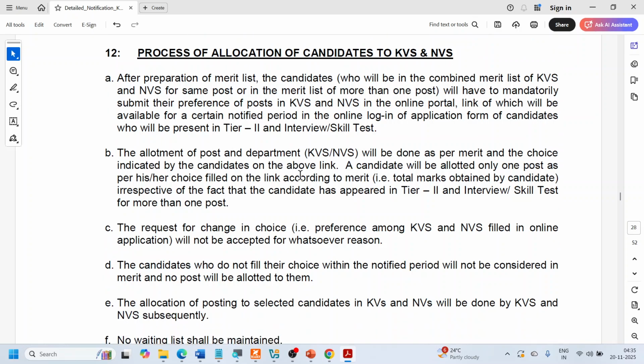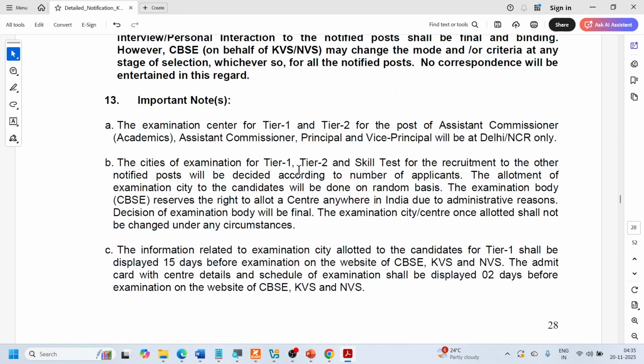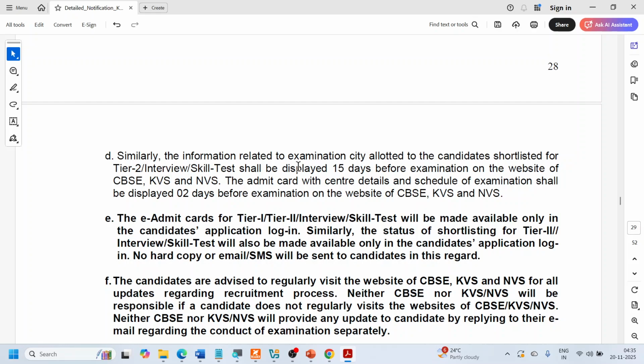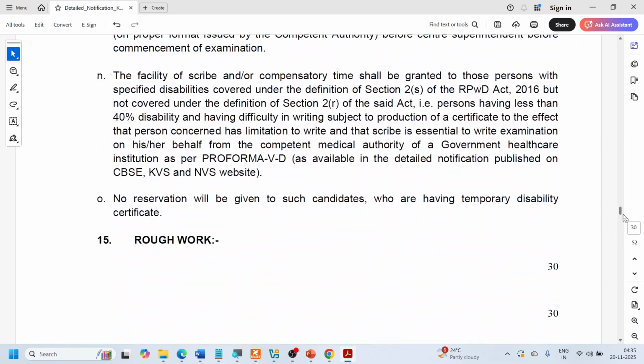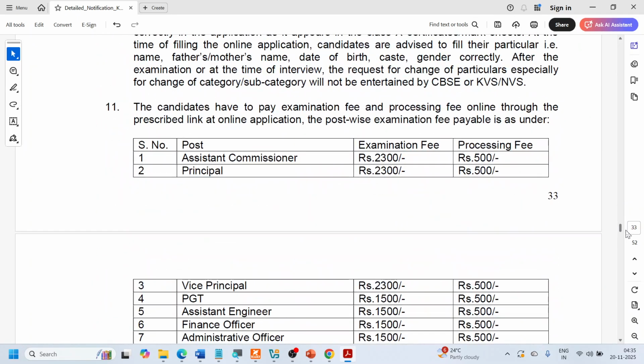Okay, this is allocation. This is once you get your job, when you get the confirmation, you can do that thing. Now this is all the things which are there, and you can go through the entire thing.